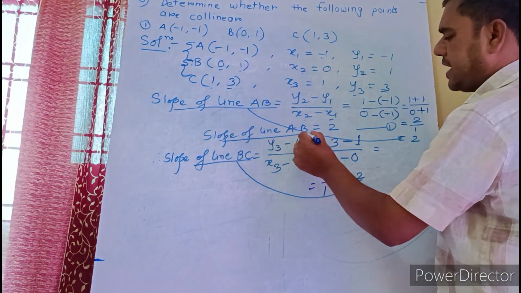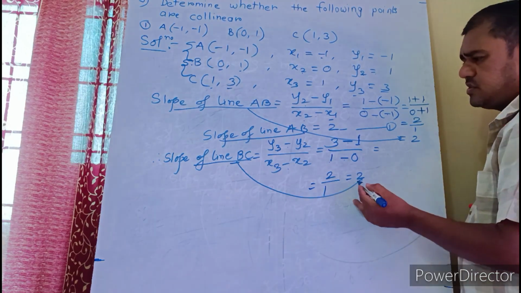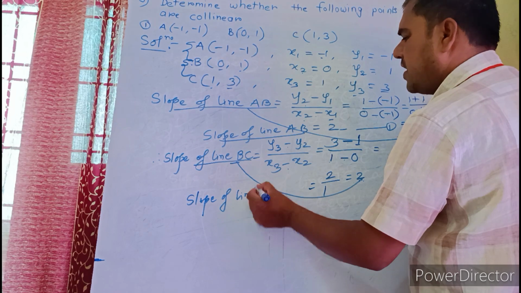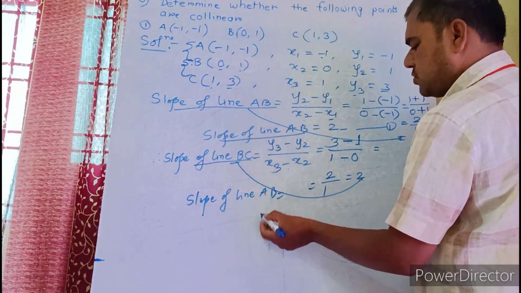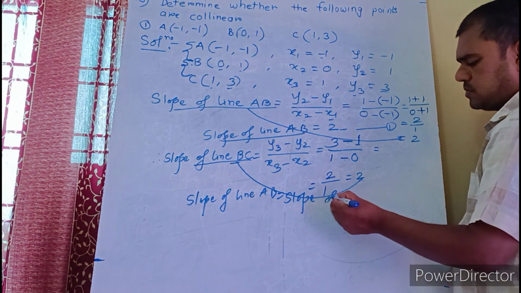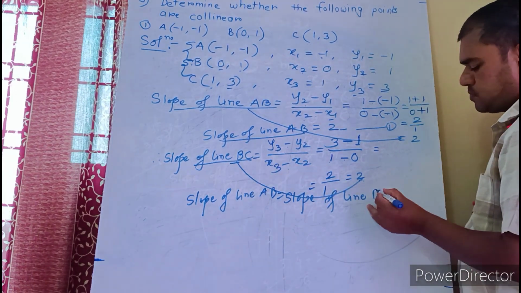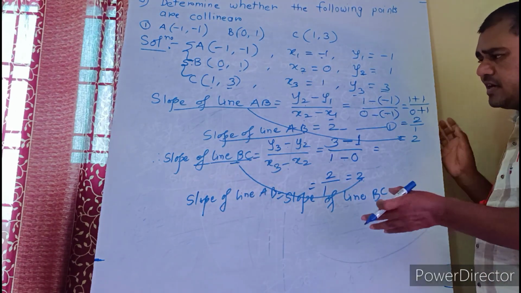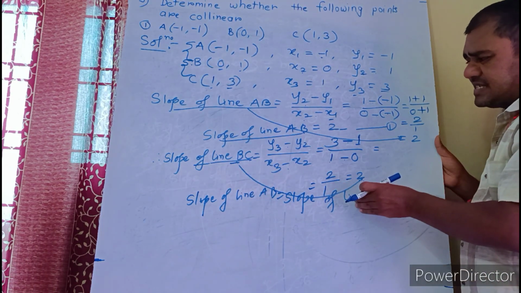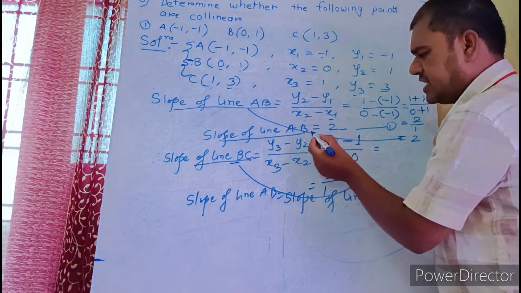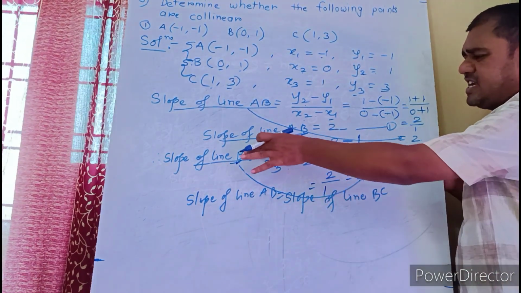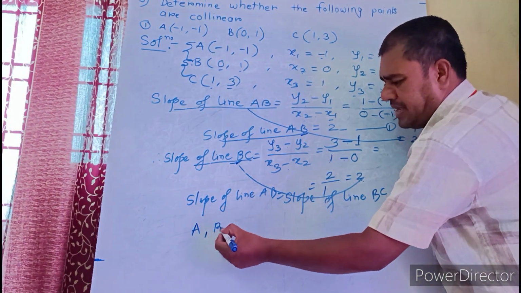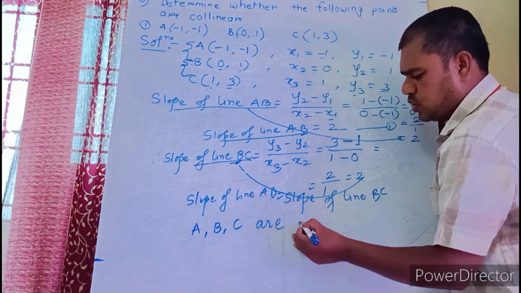Here the slope of line AB is 2 and the slope of line BC is 2. Means the slope of line AB is equal to the slope of line BC. The slope of line AB is 2 and the slope of line BC is also 2. Here the slopes of both lines are equal, and this point B is lying on both lines. Therefore points A, B, C are collinear.